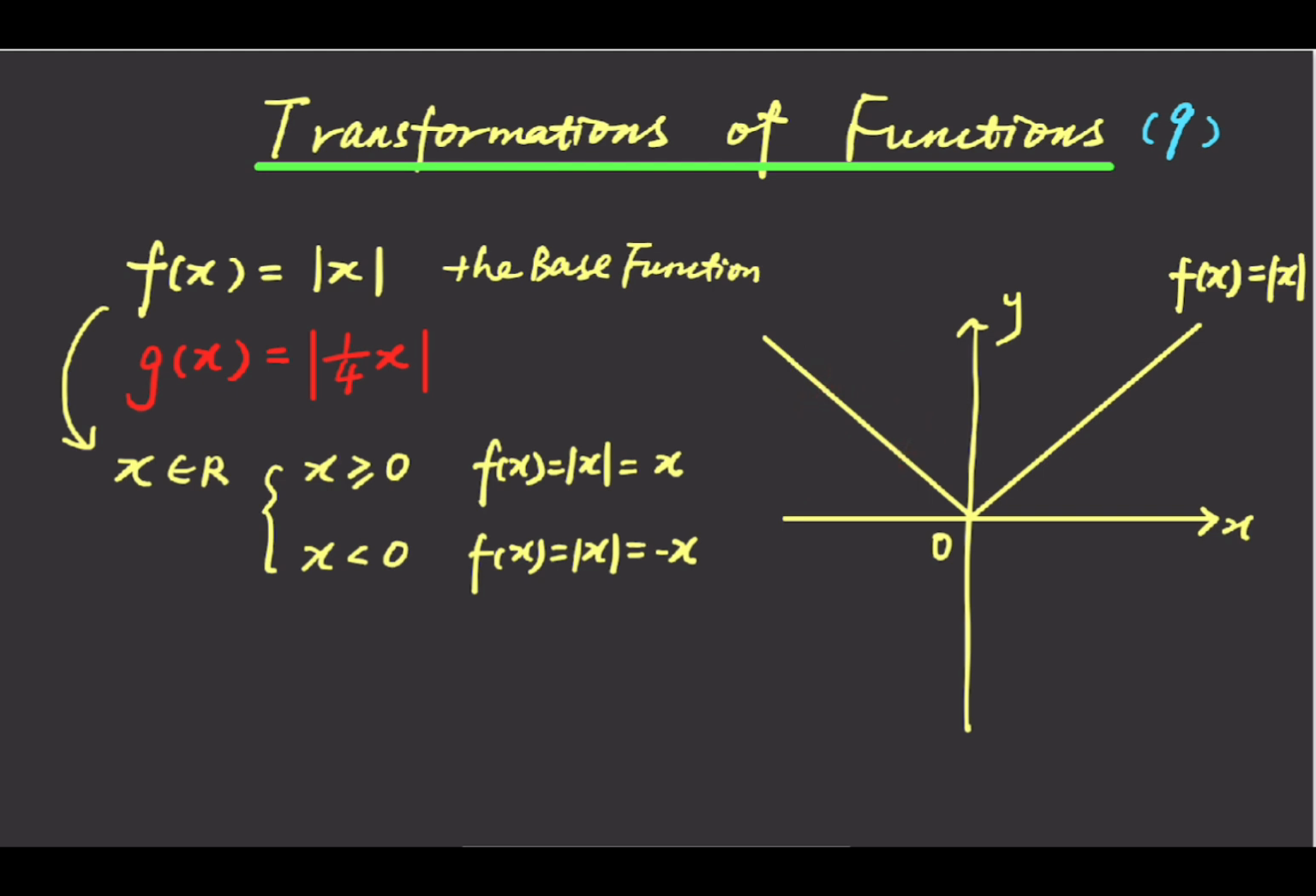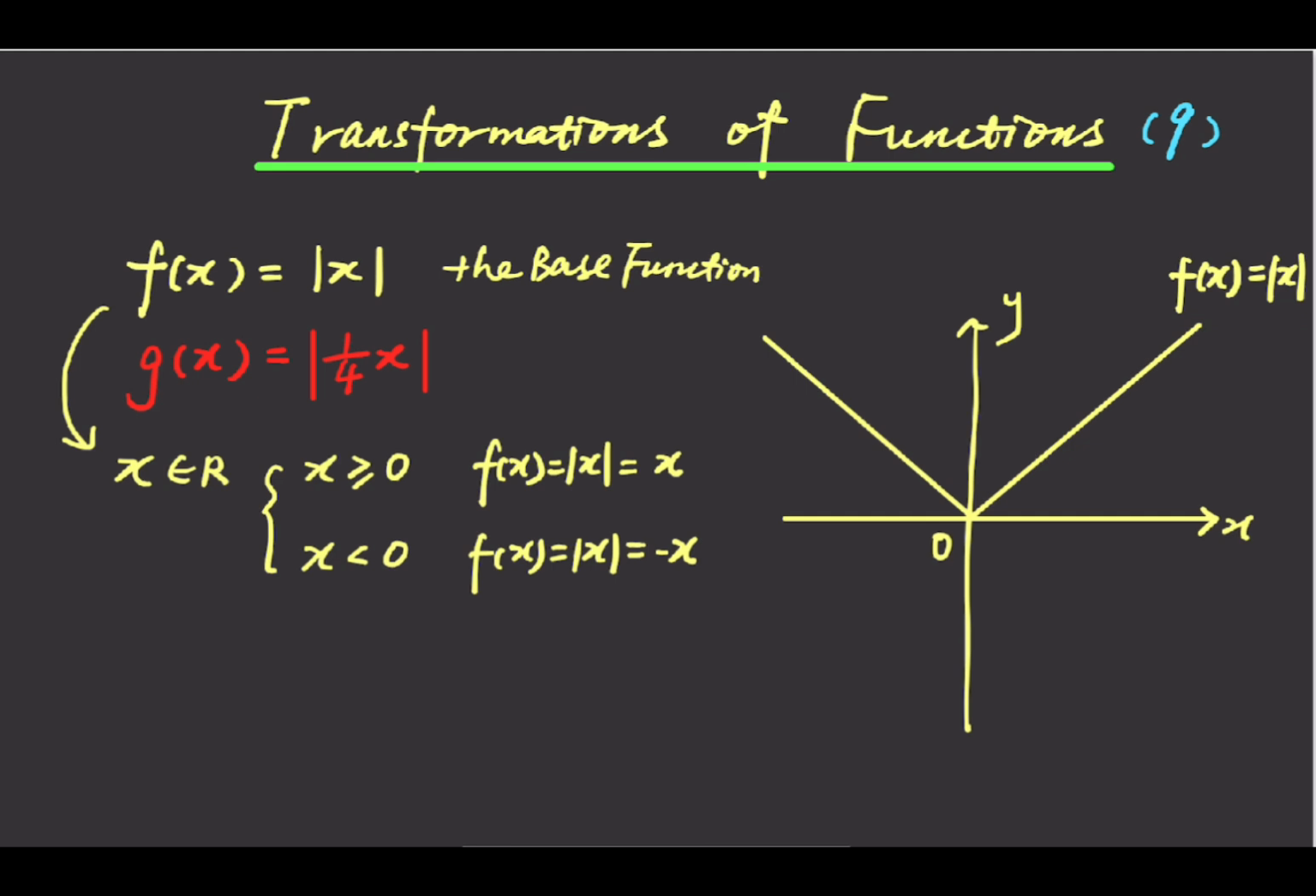In this quadrant, for every point, its x coordinate is a negative number, but the y coordinate is the opposite number of the x coordinate, so it is a positive number. So in this quadrant, the graph looks like this. This is the graph of this function.